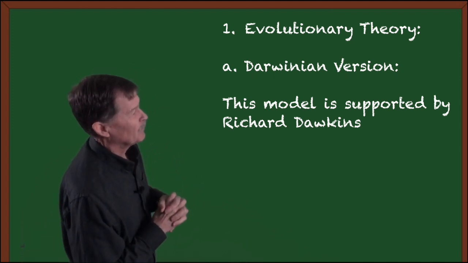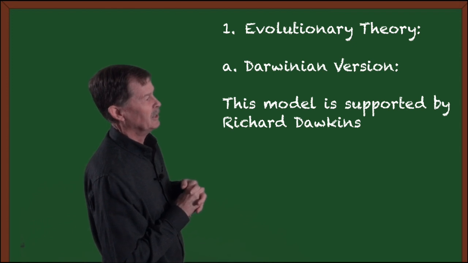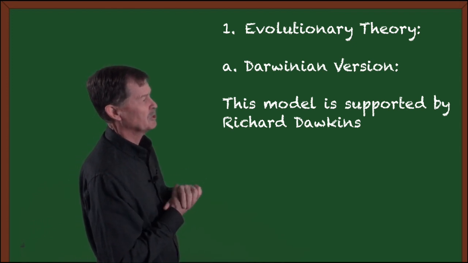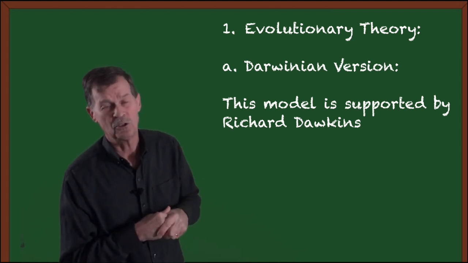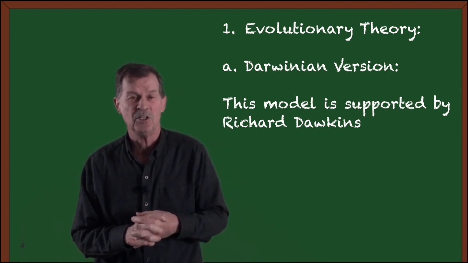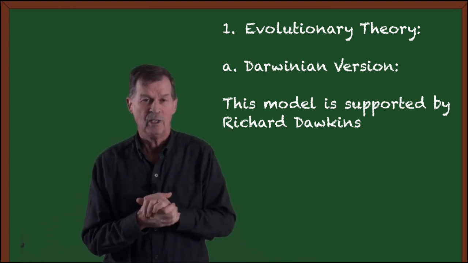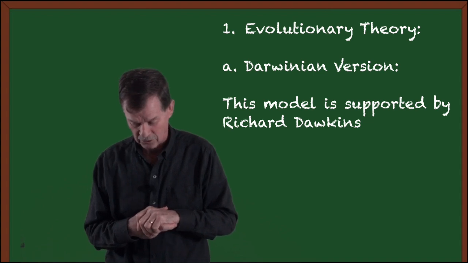This model, the Darwinian version, is most popularly supported today by a biologist called Richard Dawkins, who has a number of quotes that we've used within this series. He is what is called a Darwinian biologist.